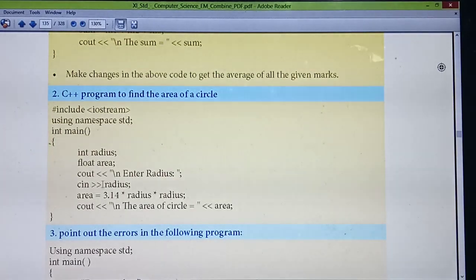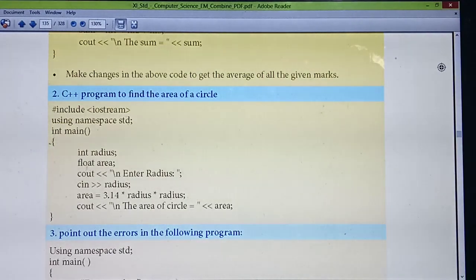Listen carefully. Radius means you will give any one number, radius equal to 5 cm, or 6 cm, or 8 cm. That's a number. So radius is of which data type? Number means integer, int. Isn't it? So int radius, then semicolon. Listen carefully. Then area. What's the formula? Pi r square. So what's the value of pi? 3.14.